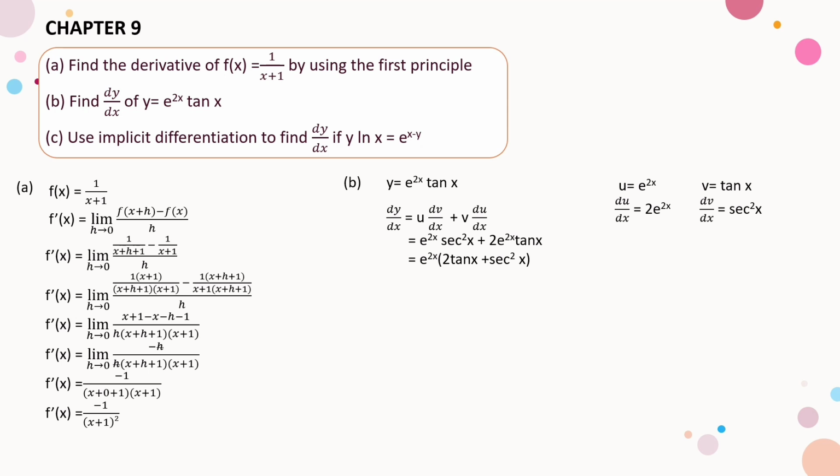Since sec squared x can be replaced by 1 plus tan squared x, so we rewrite the equation, and then we found that 2 tan x plus 1 plus tan squared x is in the form of a quadratic, so we use the calculator to simplify it. So for the final dy/dx, we get e power of 2x times (tan x plus 1) squared.